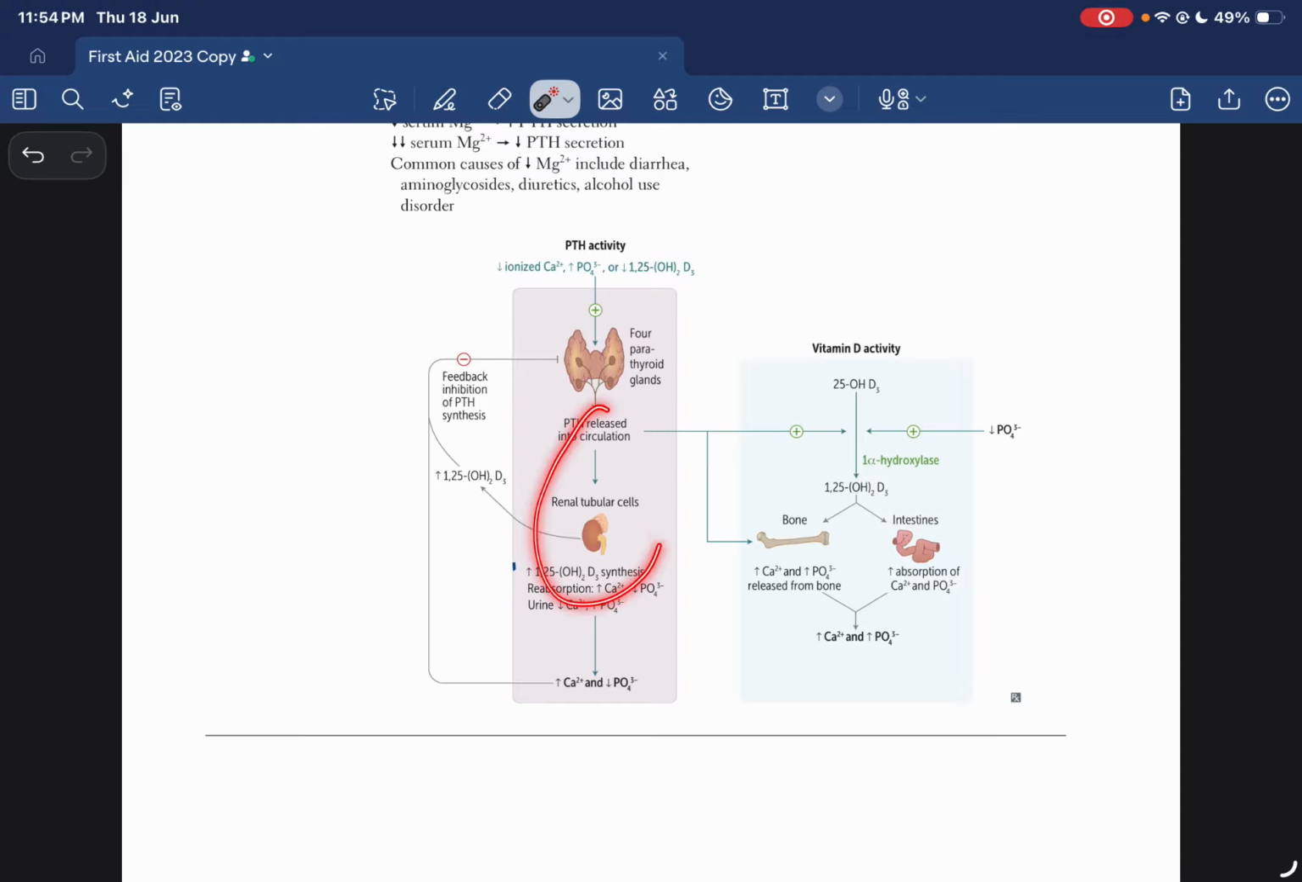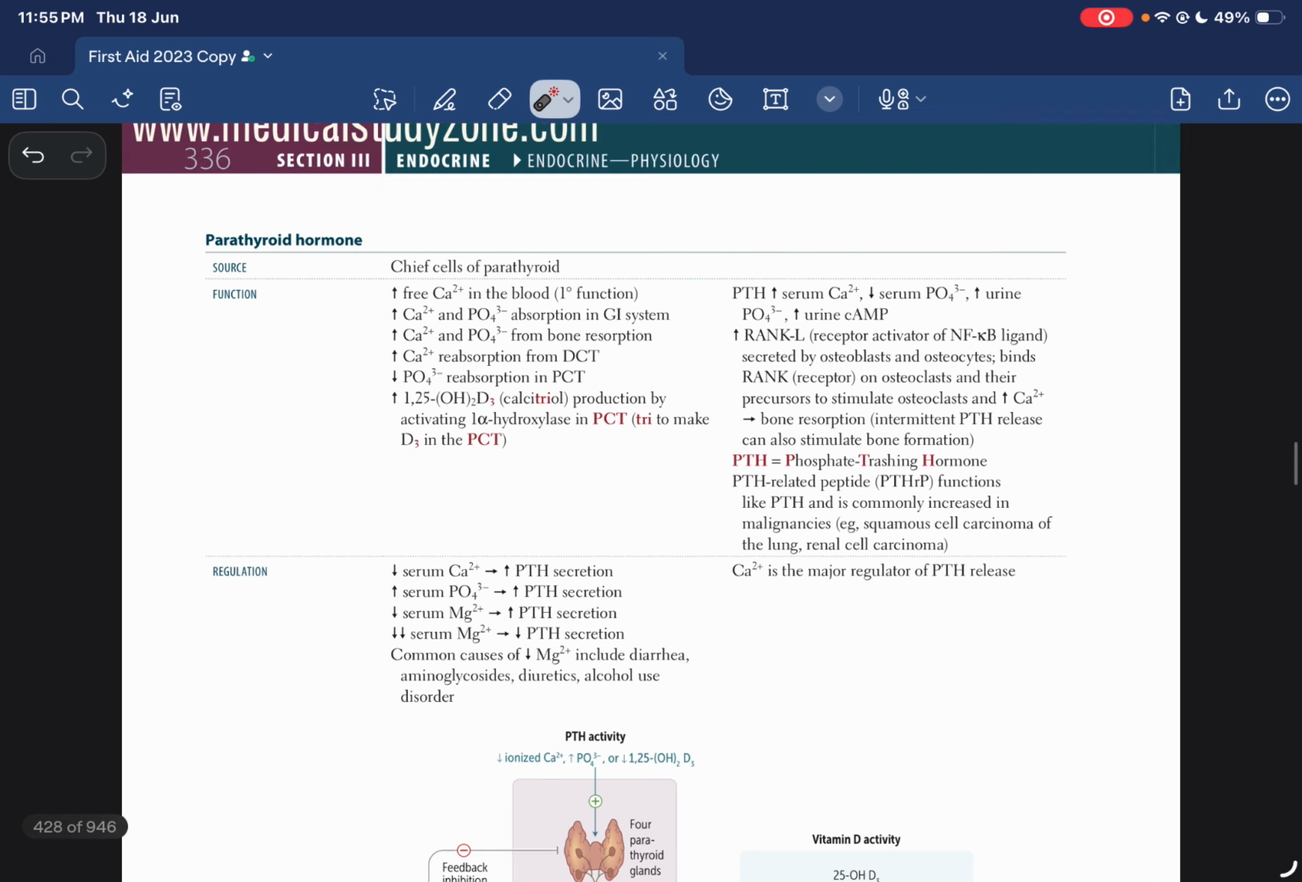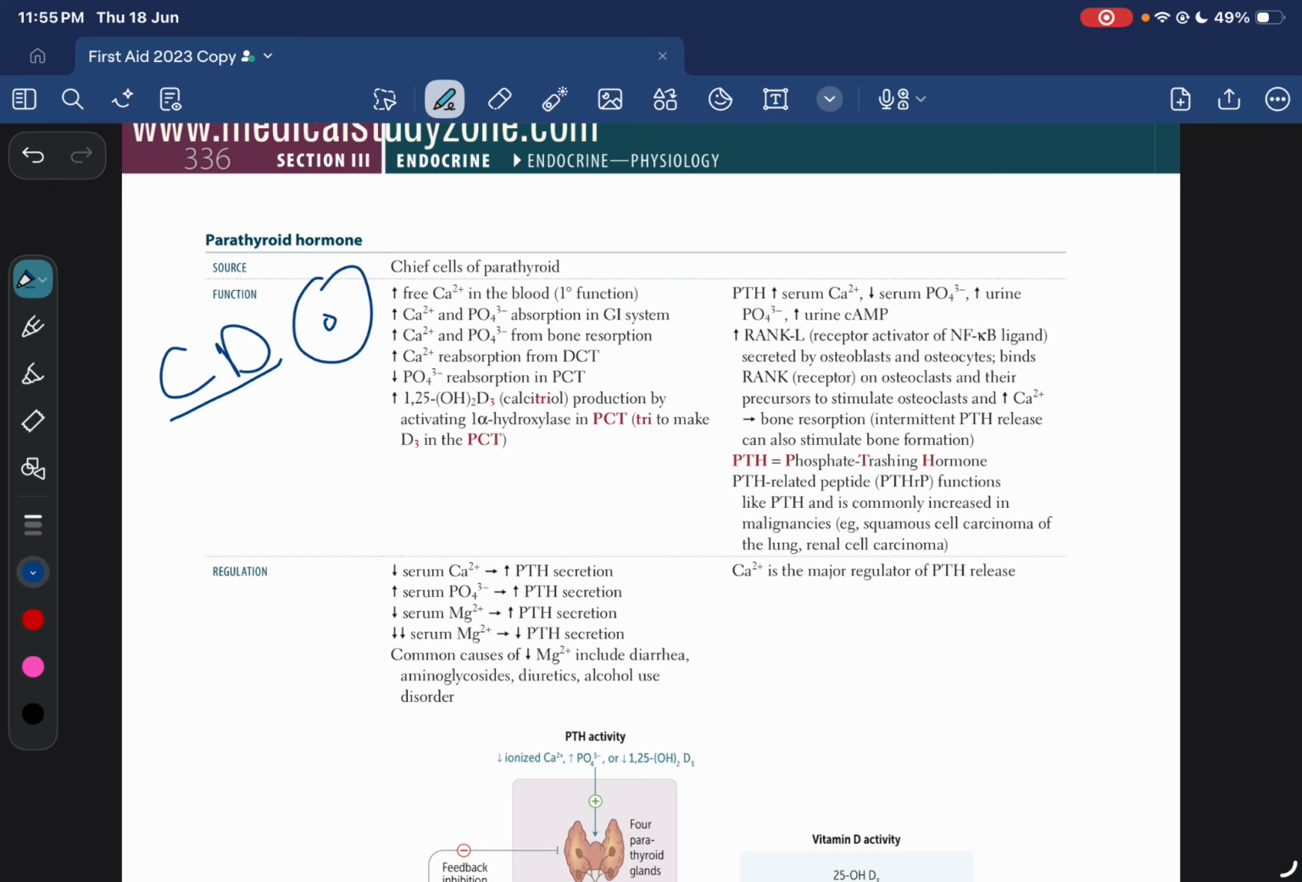Now the direct effect is going to be on the kidney, as we have already mentioned, and it is also going to increase the reabsorption of calcium at the distal convoluted tubules, so you have to remember CD. And then phosphate, it is going to decrease the reabsorption of phosphate through the proximal convoluted tubules. So just remember it by P3. Parathyroid hormone is going to act on the proximal convoluted tubule to decrease the reabsorption of phosphate. So these are the 3 P's for you. Okay, so that's how I'm going to remember this.